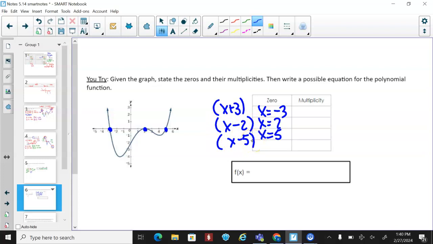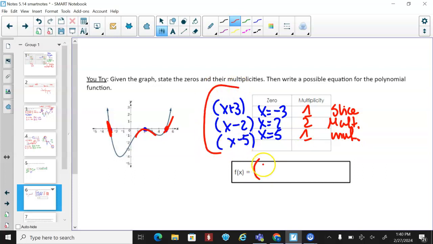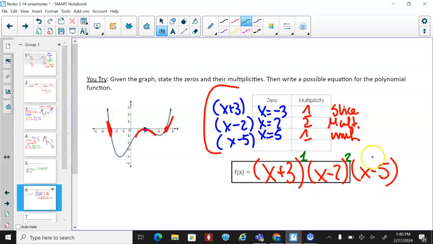Now, what is the multiplicity? Well, right here I have a slice. So at -3, it's a multiplicity of 1 because that's a slice. At 2, it's a bounce. So that's a multiplicity of 2. And at 5, it's a slice again. So that's a multiplicity of 1. Now I can use these factors right here to put it into factor form. And then I can also add the multiplicities of 1, 2, and 1.